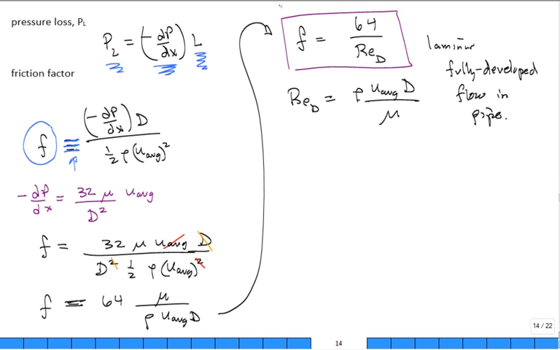What does the denominator of this friction factor look like? 1/2 rho u max squared. What does that look like? Yeah, pressure. It's our velocity pressure, our dynamic pressure. And then this term right here, if you wanted to, you could put the pressure loss per unit length and replace that dP dx.